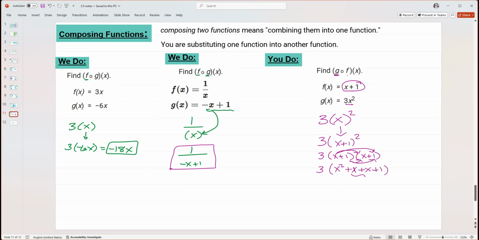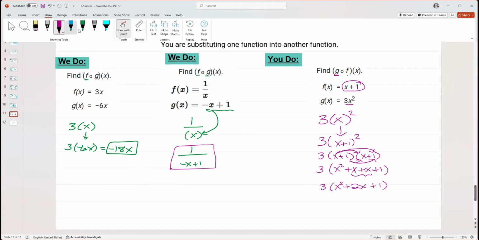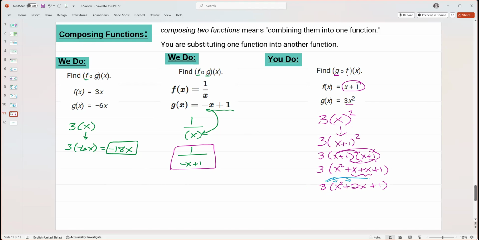And again, if you see what those are going to combine to, you could skip it and just go right to the next line. So we've got 3 times x squared. X plus x is 2x. And then plus 1. The only thing left is to distribute that 3. So we'll do that. So we've got 3x squared plus 6x plus 3. And a box around it, you're done.